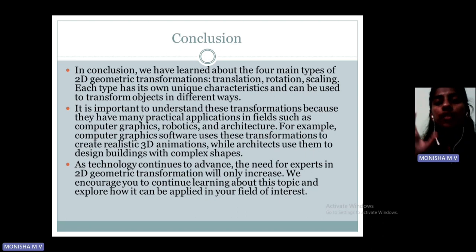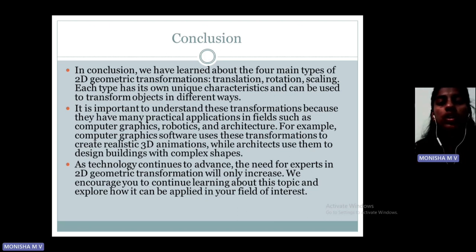First they will create graphical models using these transformations. From that they can recognize the designs and modifications, what else to be done, what else not to be done. They will also analyze using these 2D transformations. In robotics, for the design of robots, they will use 2D transformations to analyze the designs and how the design will work on the robots.